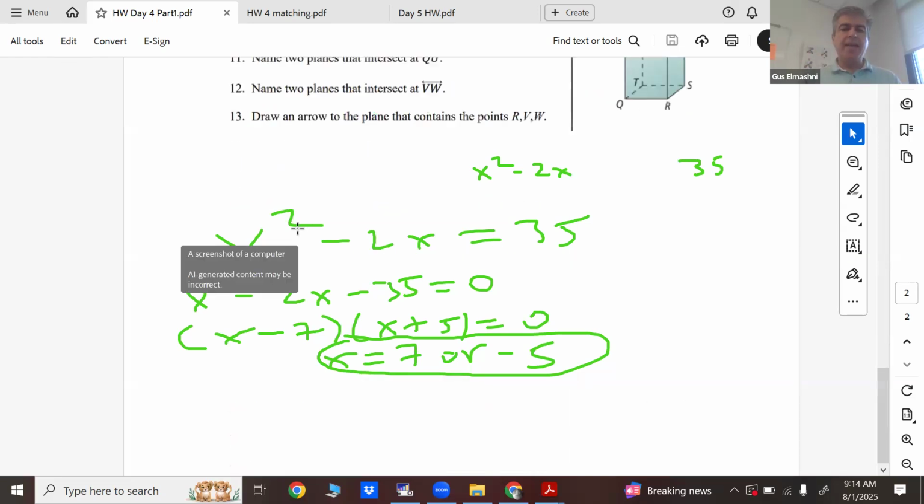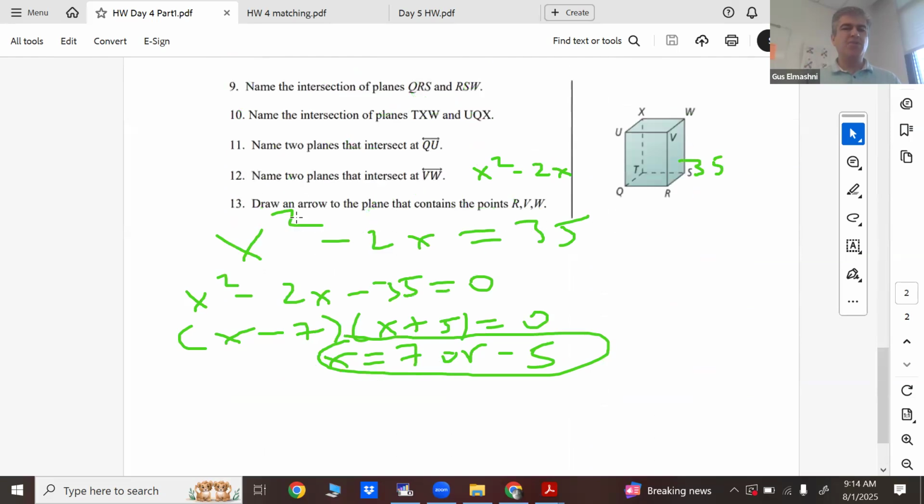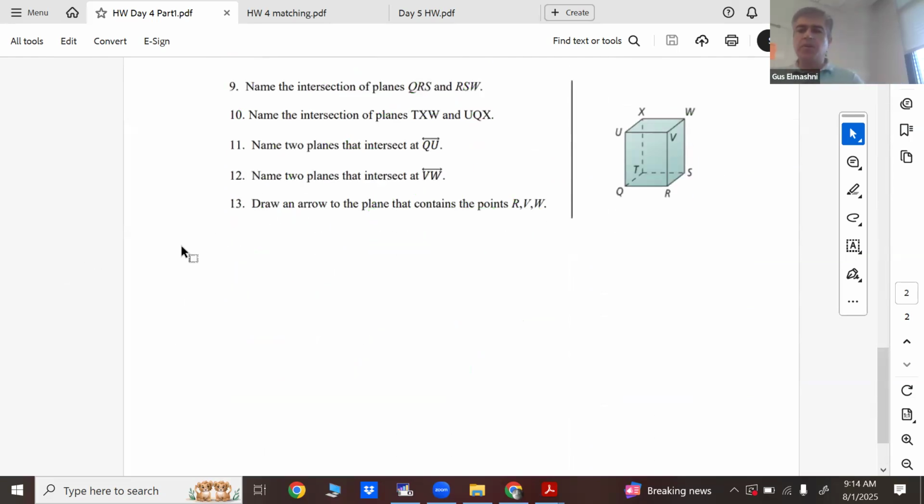Okay. Yeah, 9 through 13 is kind of like number 3. Students are going to struggle with these problems. But what do we do? Let's take a step back. Now, QRS, it's kind of confusing. You only need 3 letters. You only need 3 letters to define the plane.